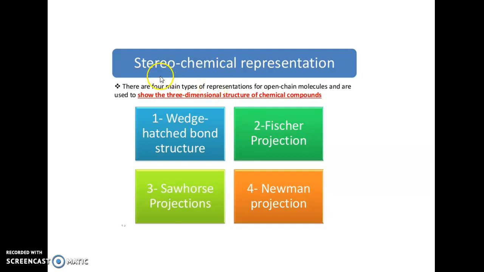In order to represent these conformations in stereochemistry, we make use of some stereochemical representations. There are 4 main types of representation of open chain molecules, and these are used to show the 3-dimensional structure of chemical compounds, which we call conformations. One is the wedge-hatched bond structure, the second is the Fischer projection, the third is Sawhorse, and the fourth is the Newman projection.